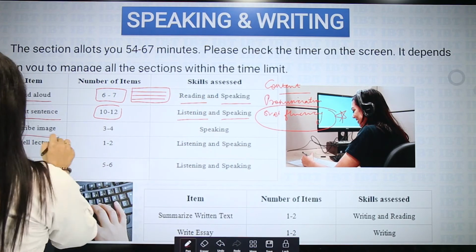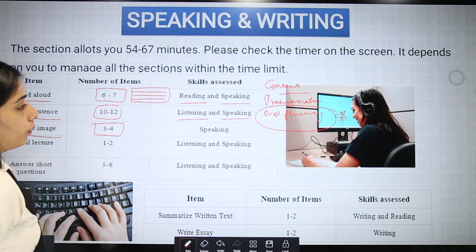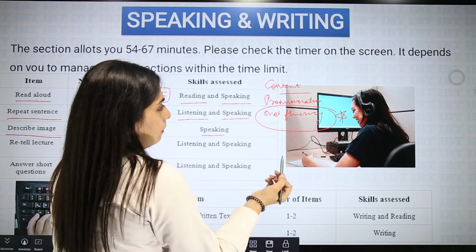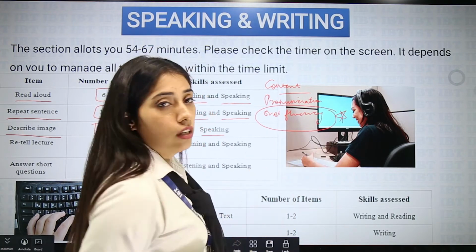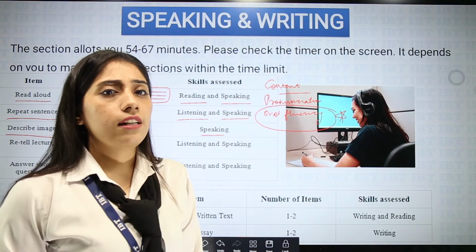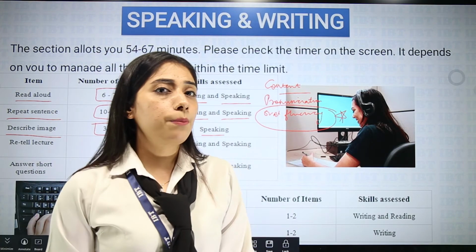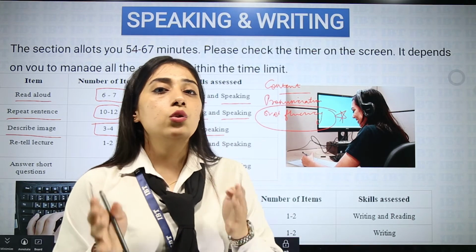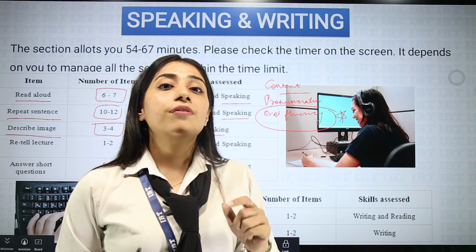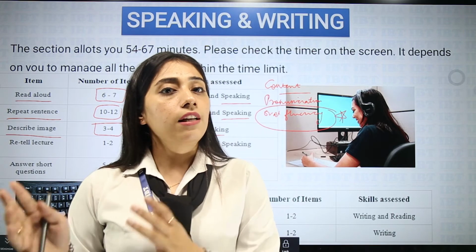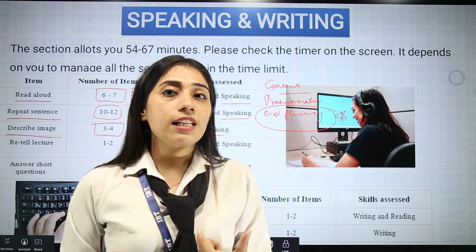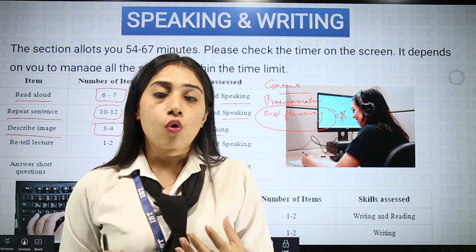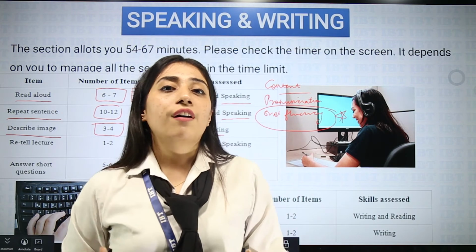Then comes describe image. Describe image will have 3 to 4 questions, and only speaking skill will be evaluated out of it. In this, there will be a picture in front of you. Let's say there's this picture, right? It could be any bar graph, line graph, pie chart, table, map, diagram, maybe any random picture. Anything will be there, and you will be given 20 seconds to prepare for it. And then you have to speak on that image for approximately 40 seconds, right? Now here 40 seconds, I don't mean that you have to keep on speaking for 40 seconds. No, anything above 20 seconds is more than enough, right?